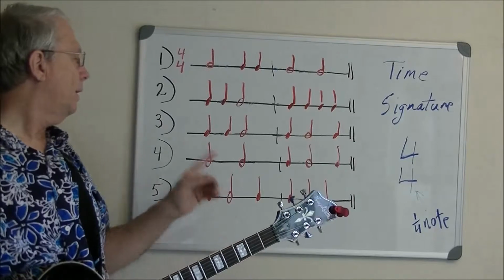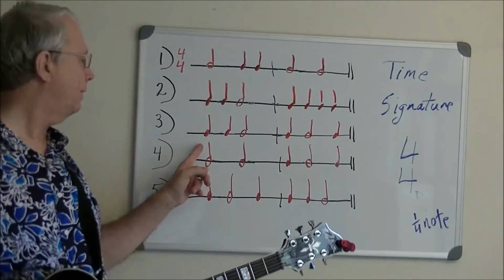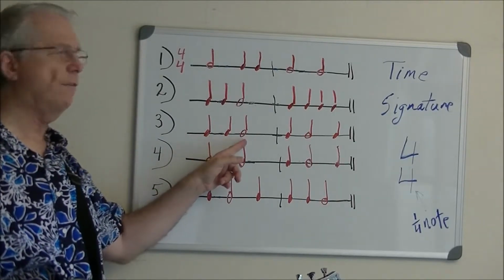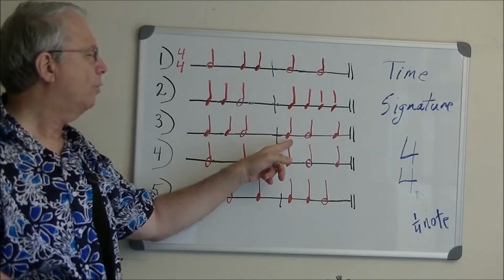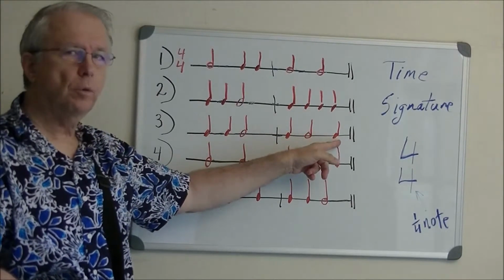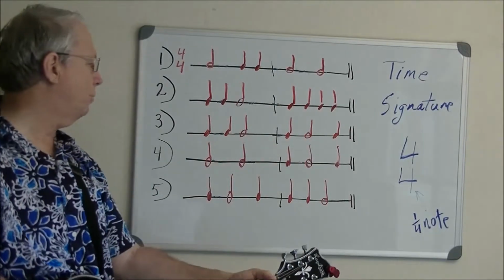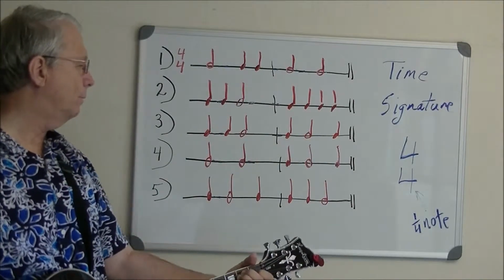Number 3, 2 quarter notes, 1 half note in the first measure. Bar line, quarter note, half note, quarter note. Playing through number 3.